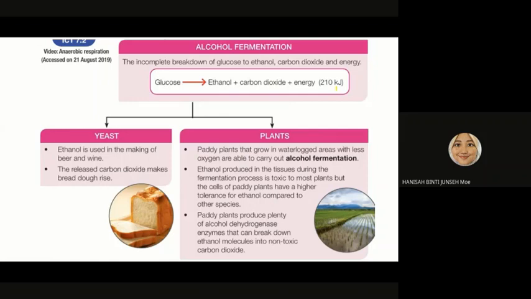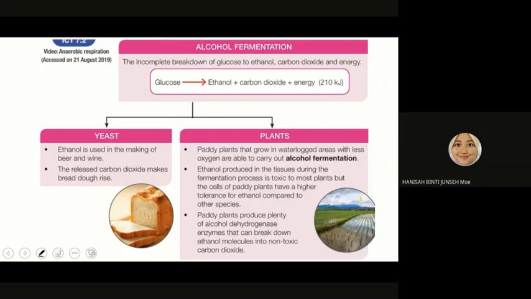Why do we call it alcohol fermentation? Because when this fermentation happens, alcohol is being synthesized. So what kind of alcohol? It's ethanol. Anything that ends with -ol can be described as alcohol. So you can see here, when glucose undergoes glycolysis and then goes to alcohol fermentation, it will produce ethanol, carbon dioxide, and energy.